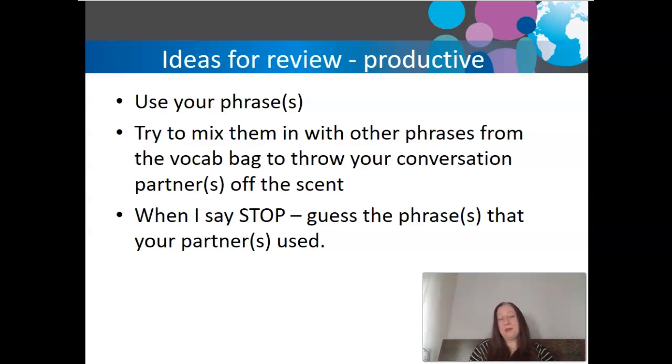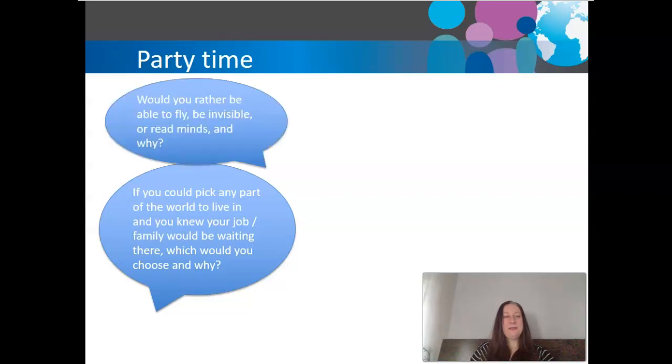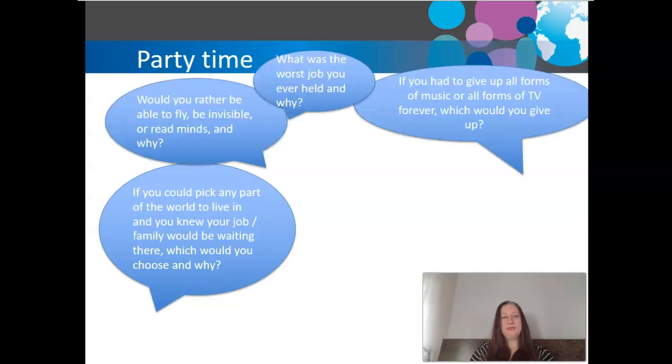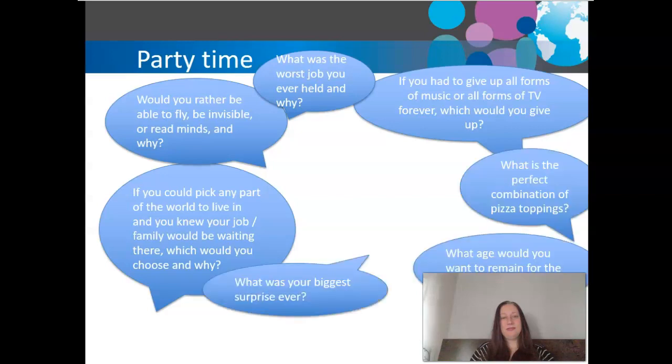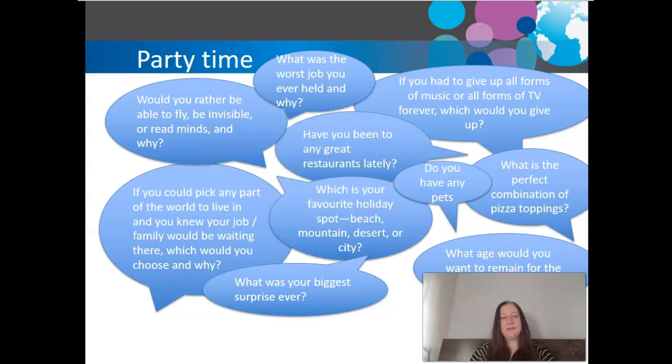So here are some example questions that you might set. I often put these on speech bubbles around the room, and the students walk and look at the conversation topic and chat about it with a partner. And here are some examples. Again, some not so relevant for lockdown.